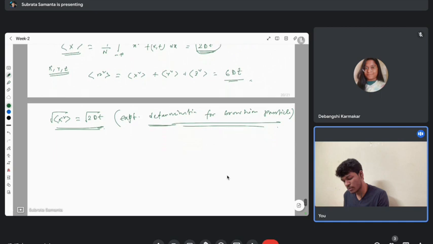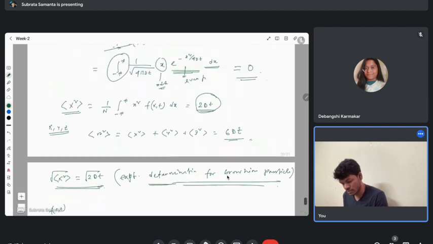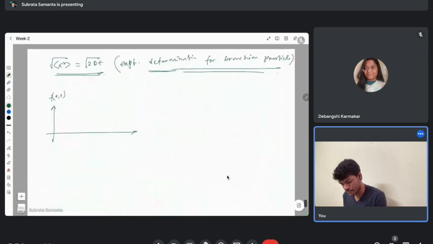Okay, so now let's plot this. Suppose you plot this function f of x,t with respect to x. Initially, at t equals 0, the function is some kind of delta function. So the particles are localized in a small range, let's say at x equals 0. This is your point x equals 0, this is your origin.